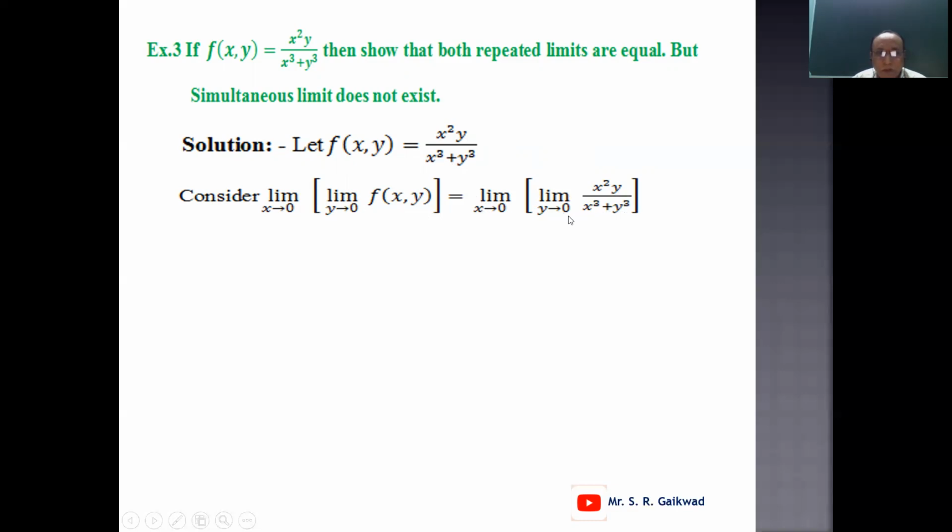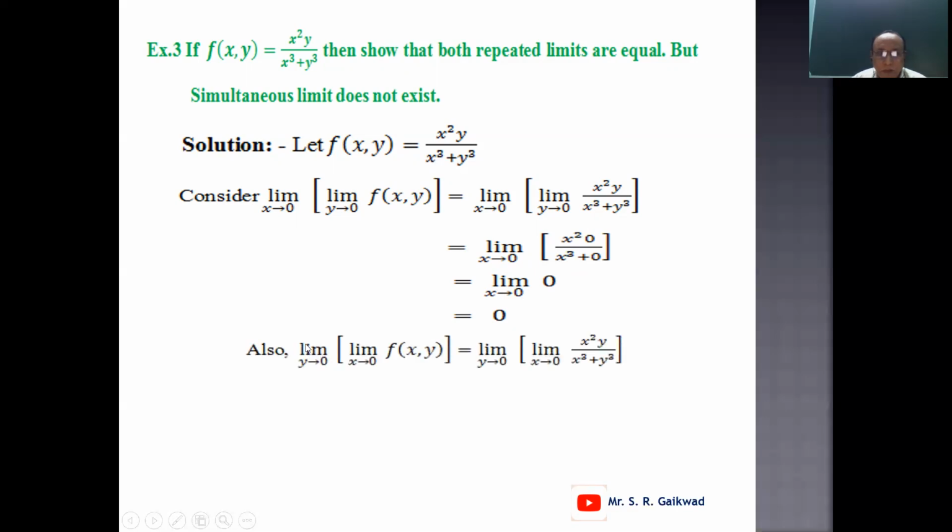First, you can find the value of limit as y tends to 0. And therefore, we can take here y equal to 0. We get limit x tends to 0, x square into 0 upon x cube plus 0. But x square into 0 is nothing but 0. It means value of whole bracket term is 0. And therefore, limit x tends to 0 of 0. It means value of limit is 0.